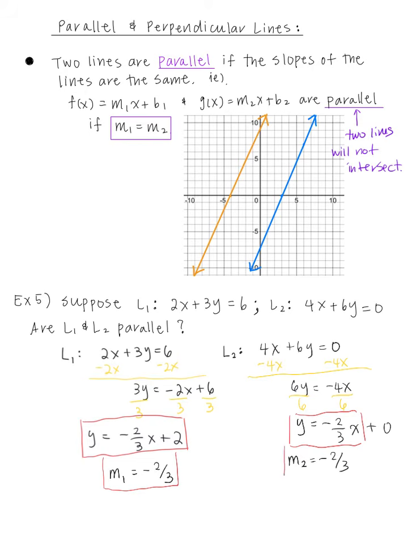So in this case, since m1 and m2 are the same, yes, the two lines are parallel. So I'm going to write it as m1 equals m2. Therefore, the two lines are parallel.